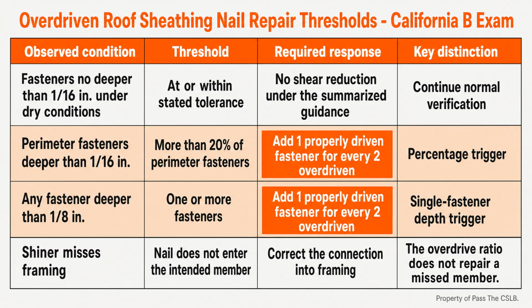When either trigger applies, the stated correction is one additional properly driven fastener for every 2 overdriven fasteners. I want you to hear the ratio clearly. 1 extra for every 2 overdriven. That rule can prevent an unnecessary tear-off, but it is not permission to ignore gun setup. The best repair is still the defect that never gets produced.